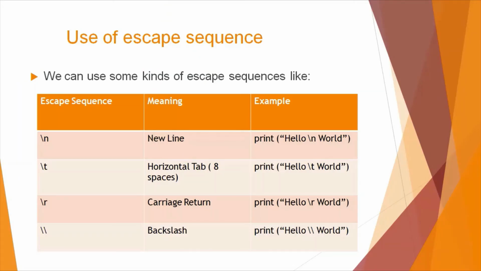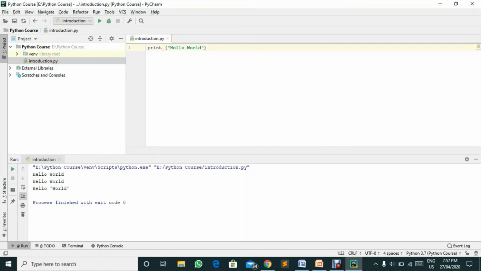Okay, so now let's discuss escape sequences. Escape sequences are used to perform some specific operations like moving to next line, or having a horizontal tab, that is 8 spaces, or carriage return, or backslash. Let's try out all these four on PyCharm. In order to go to the next line, we may insert here backslash n to go to the new line. And let's run this. So here world is printed on the next line.